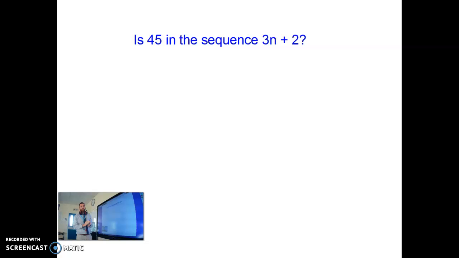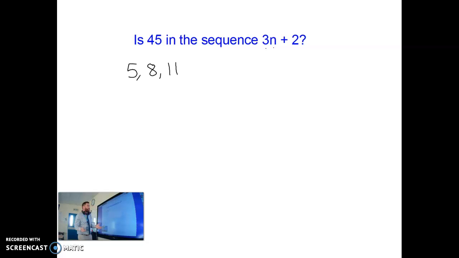We have the sequence 3n plus 2. We want to know, is the number 45 in there? Well, I could list out all of the terms of this. The first term is 3 times 1, that's 3. 3 plus 2 is 5. Then we've got 3 times 2, that's 6. 6 plus 2 is 8. 3 times 3 is 9. 9 plus 2 is 11. I could do this until I get past 45, but it's going to take me quite a long time.